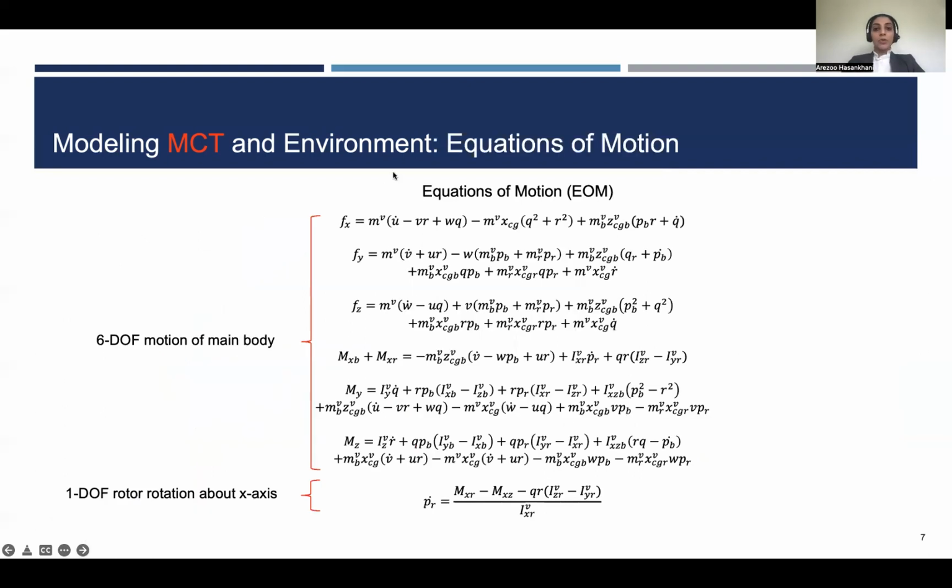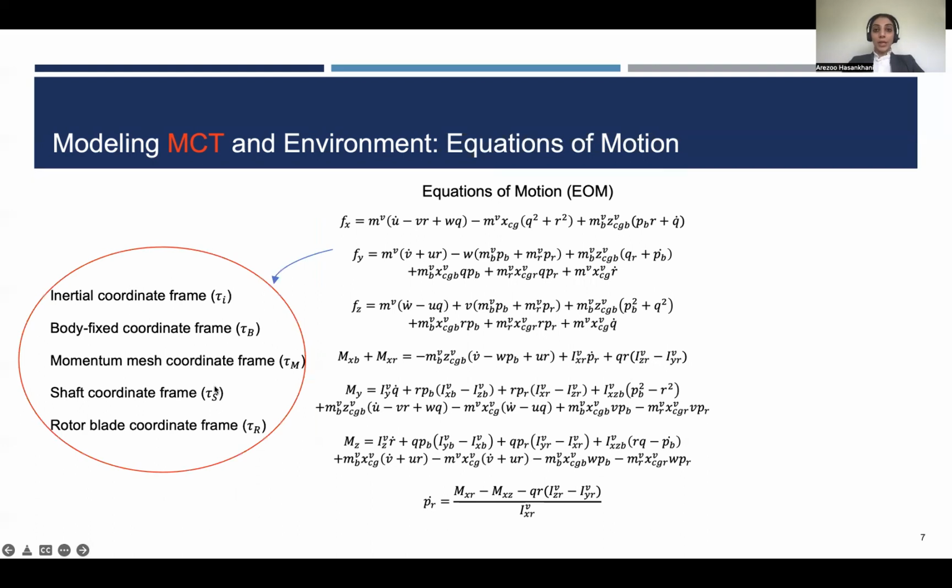Then we want to formulate and write the equations of motion for this system. This system is modeled with 7 degrees of freedom, including 6 degrees of freedom related to the motion of the main body, and the last degree of freedom, which is related to the rotor's rotation about the x-axis. Then we want to identify the coordinate frames for this system. We have 5 different coordinate frames, including the inertial coordinate frame, body-fixed coordinate frame, momentum mesh coordinate frame, shaft coordinate frame, and rotor blade coordinate frame.